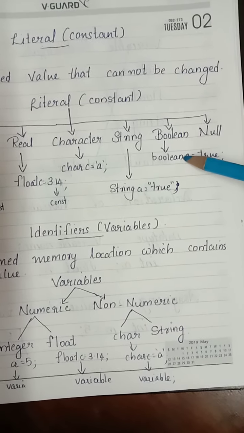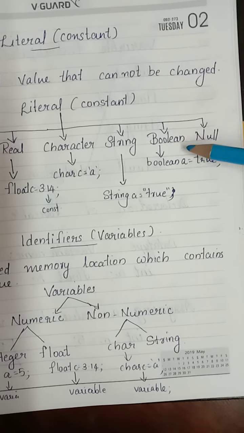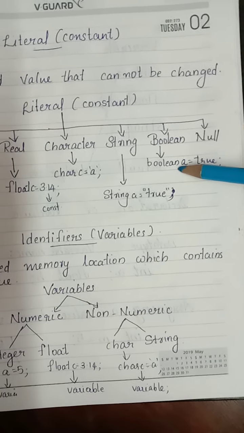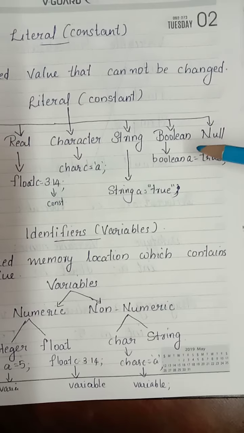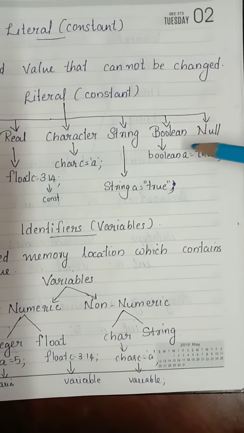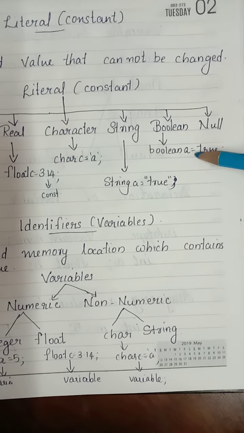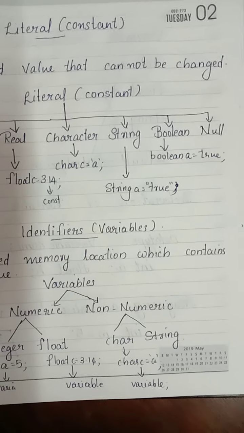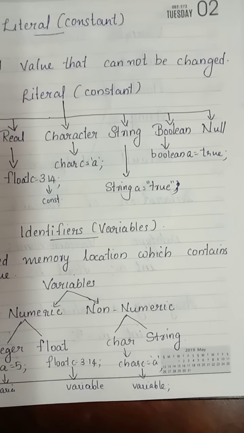Next one is Boolean. It represents true or false. It can be applied to check whether a given logical condition is satisfied or not. It is never enclosed within double quotes. For example, boolean a = true or false. Only two values are there, true or false.